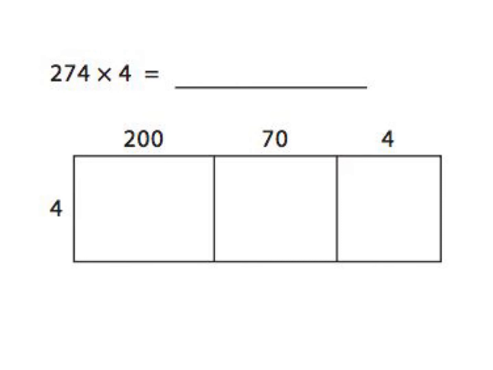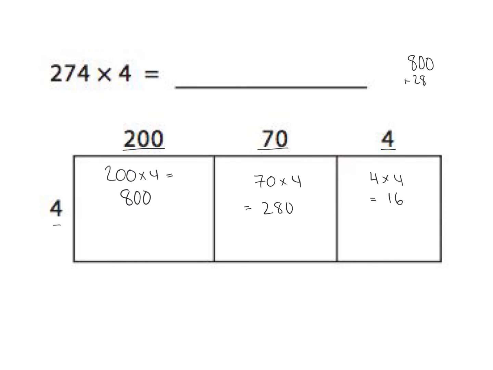Other types of questions you're going to see are just going to be multiplying. So again, I've set this one up beforehand. So I've broken up my 274 here and my 4 on the side here. So 200 multiplied by 4 is 800. Next up we have 70 multiplied by 4, which gives me 280. And then I have 4 multiplied by 4, which gives me 16. Then I just add those up, 800 plus 280 plus 16, which gives me 1,096.